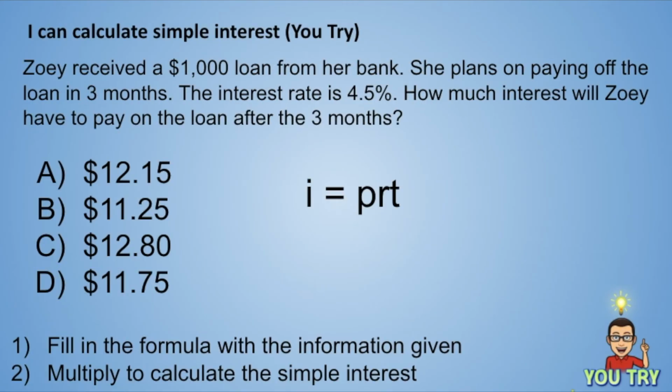Now I have one more problem I would like you to try. This problem reads, Zoe received a $1,000 loan from her bank. She plans on paying off the loan in 3 months. The interest rate is 4.5%. How much interest will Zoe have to pay on the loan after the 3 months? So I recommend you pause the video, use the formula to help you solve, and resume when you're ready to see if your answer is correct.